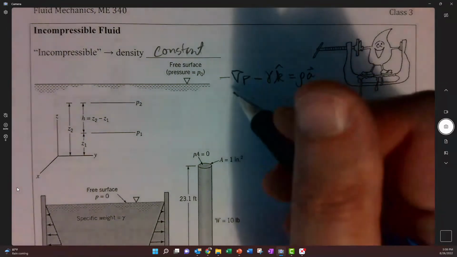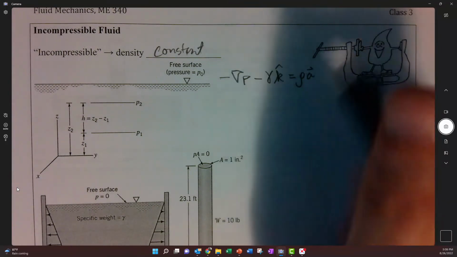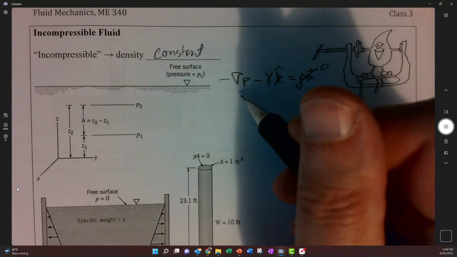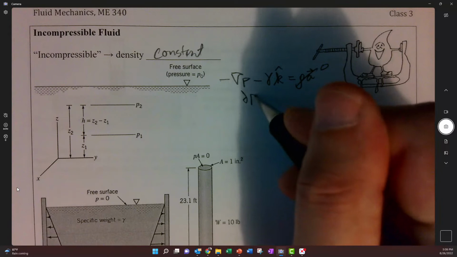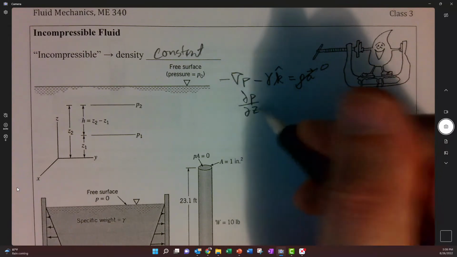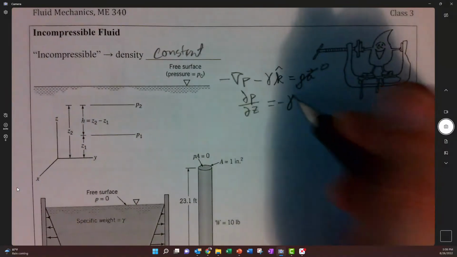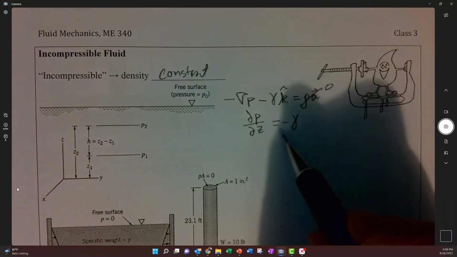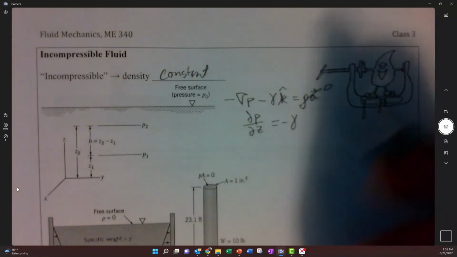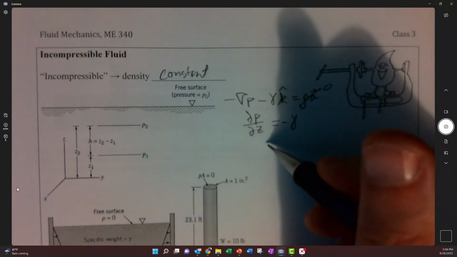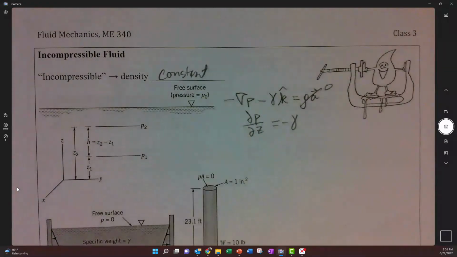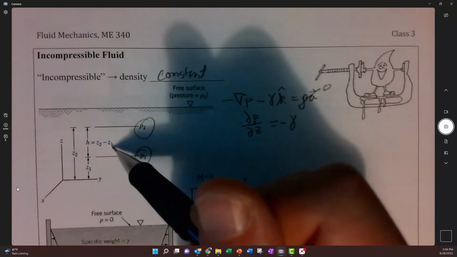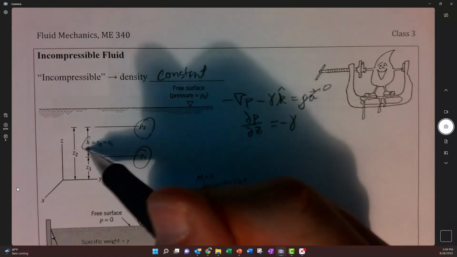But if it's statics, fluid statics, we could reduce that to 0 for statics. And just specifically in the z direction, we had the differential of pressure with respect to z was going to be equal to negative specific weight. So in practicality, when we go to apply it, if we have two different pressures at two different places, P1 and P2, and we measure the difference in z, maybe the height.